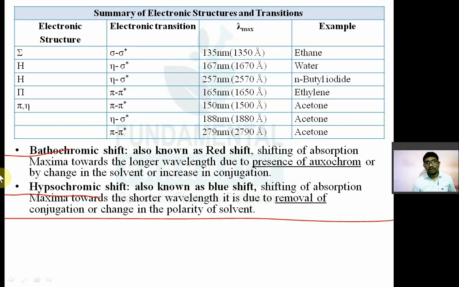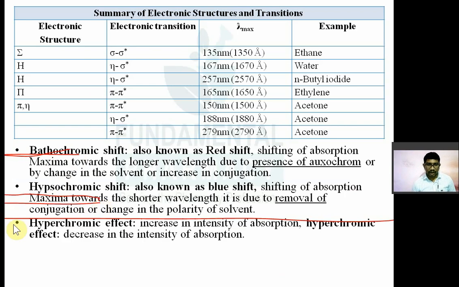So shifting of absorption maxima towards the longer wavelength is known as a bathochromic shift or red shift. Shifting of absorption maxima towards the shorter wavelength is known as a hypsochromic shift or blue shift. A question comes on this next: hyperchromic shift or hypochromic shift.